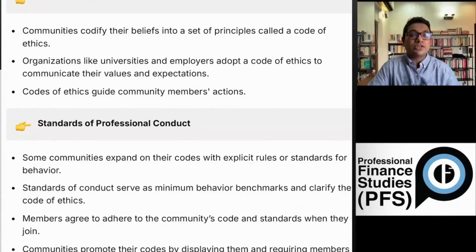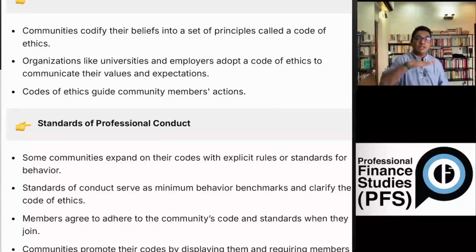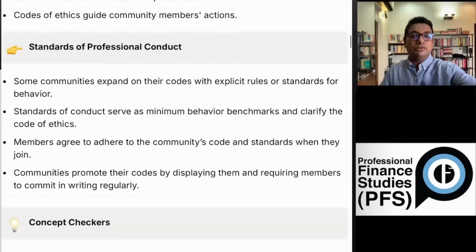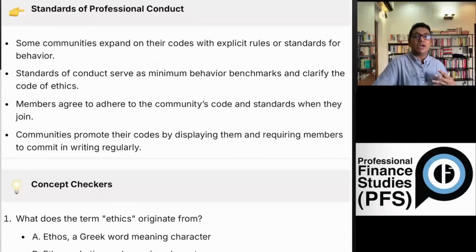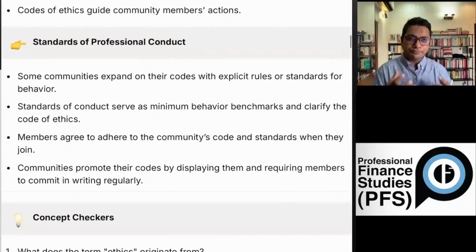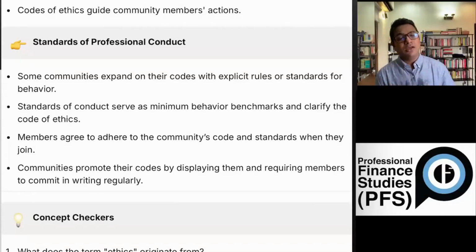For example, standards of conduct serve as minimum behavior benchmarks that clarify the code of ethics. In that community, members agree to adhere to the community's code and standards when they join, and communities promote their codes by displaying them and requiring members to commit in writing regularly.